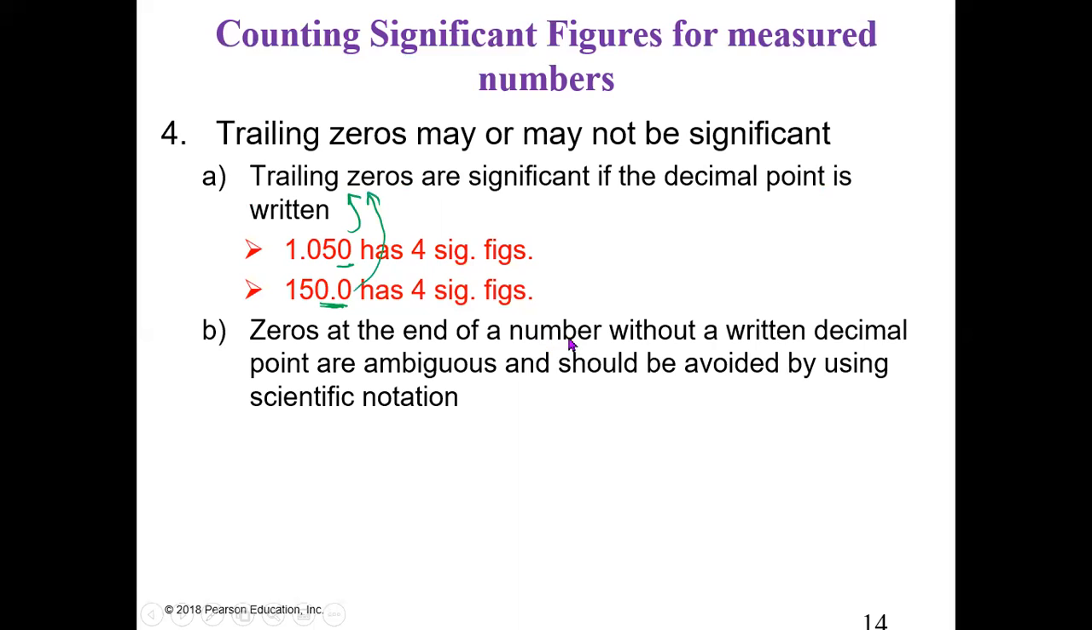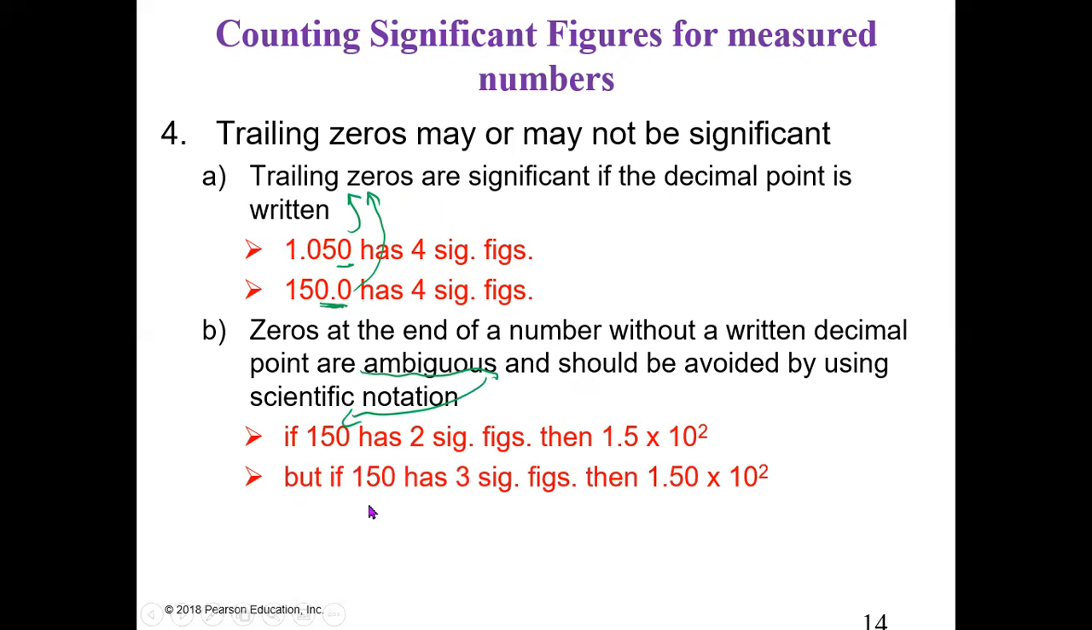Now, zeros at the end of a number without a written decimal point are ambiguous and should be avoided by using scientific notation. For example, if you simply write 150, it's ambiguous. But if you know 150 has 2 significant figures, then you should write that as 1.5 times 10 to the 2. And if you know 150 has 3 significant figures, then you write 1.50 times 10 to the 2.